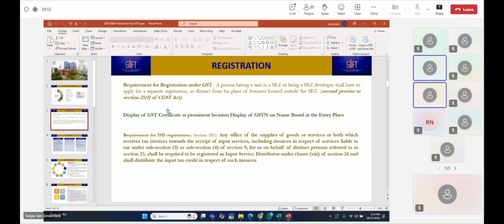Because supply to SEZ is always under IGST, whether under LUT or not. But if it is regular, then your supplier will face problems in filing returns while supplying goods or services to you.